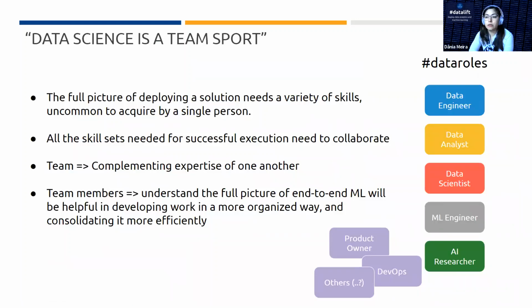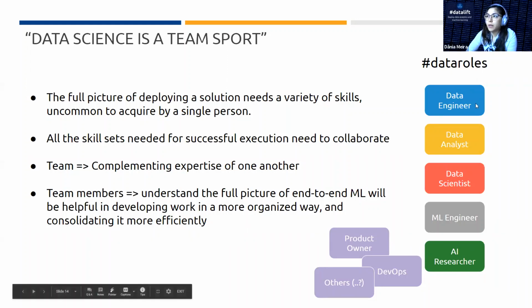So the full picture, like the one that I showed in the first slide here of the section, is about deploying a solution. And we see that there are many different pieces that comprise that. And that requires a variety of skills that is uncommon to find in one single person, that unicorn. Which means that in practice, what we have is a team that complements each other, and then we can have all the skill sets for successful execution.